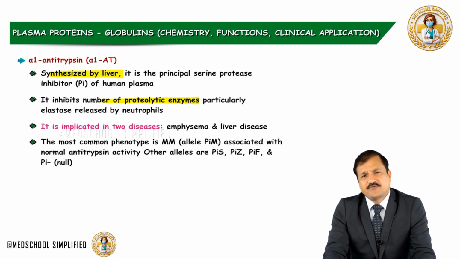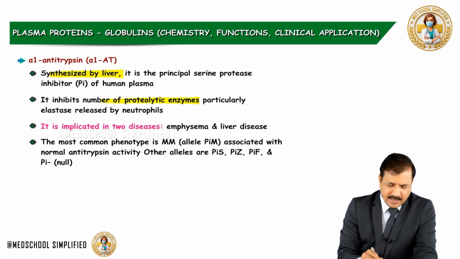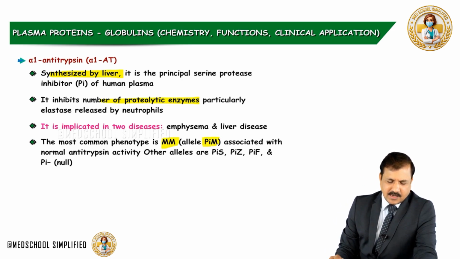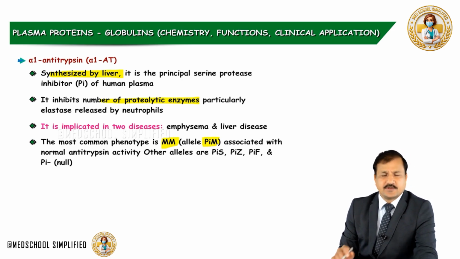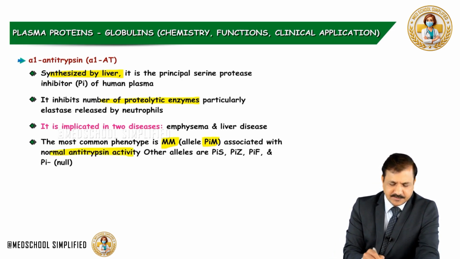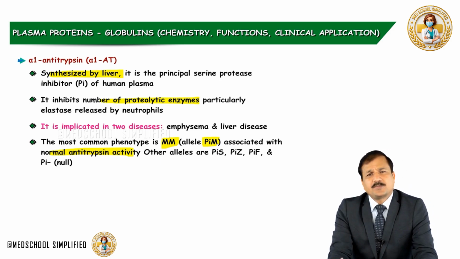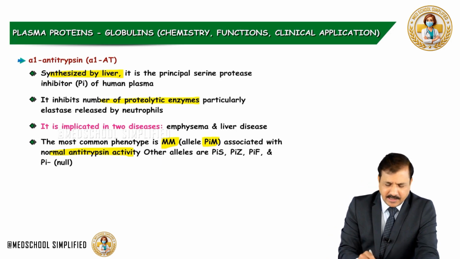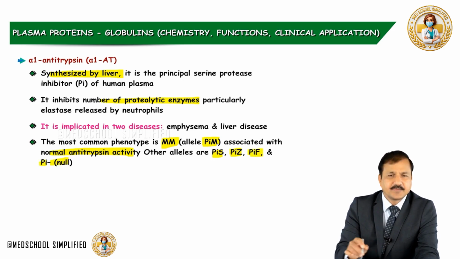And the most common phenotype of alpha 1 antitrypsin is the MM allele, that is the PIM allele here, and that is the one which is associated with normal alpha 1 antitrypsin activity. Now other possible alleles are PIS, PIZ, PIF and PI null alleles.